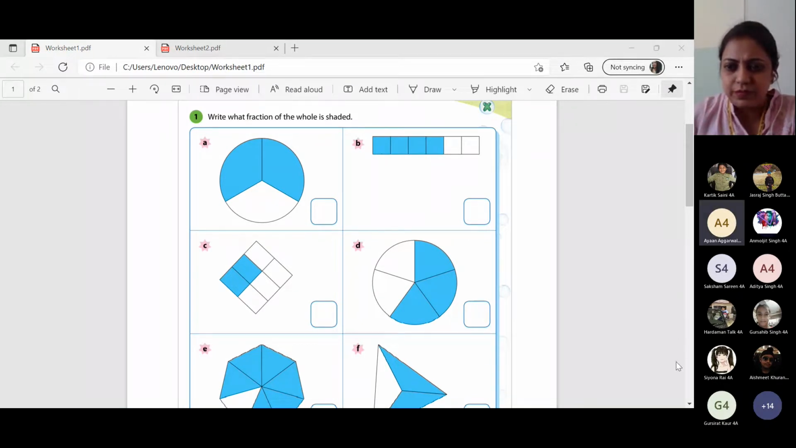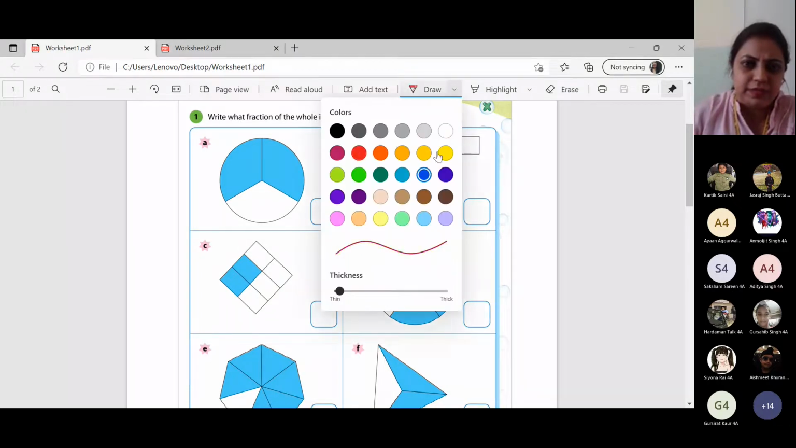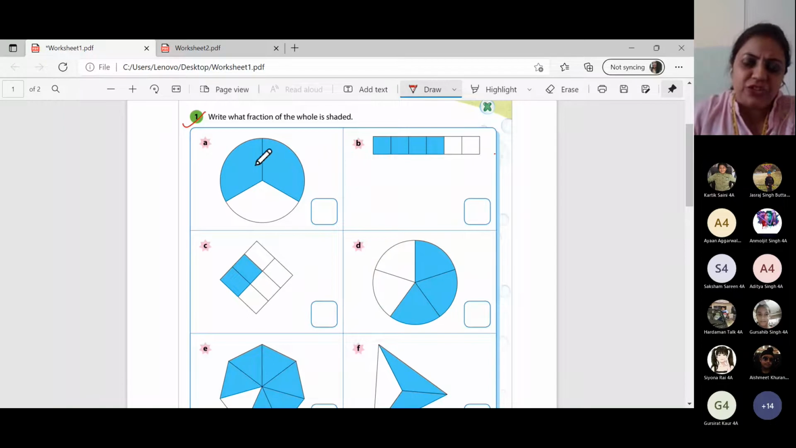Ma'am, we have done this worksheet 2 times. So Arav, unmute. Yes, ma'am. Tell me fraction of shaded part in this, A part. 2 out of 3. 2 by 3, very good.